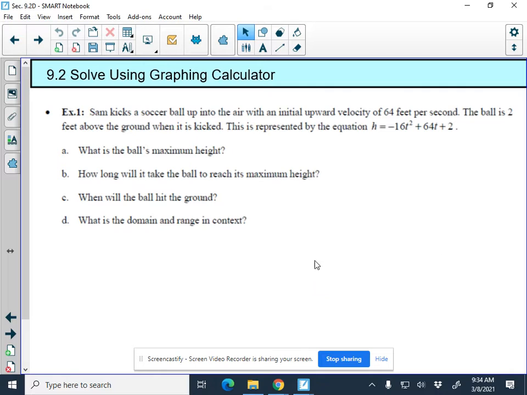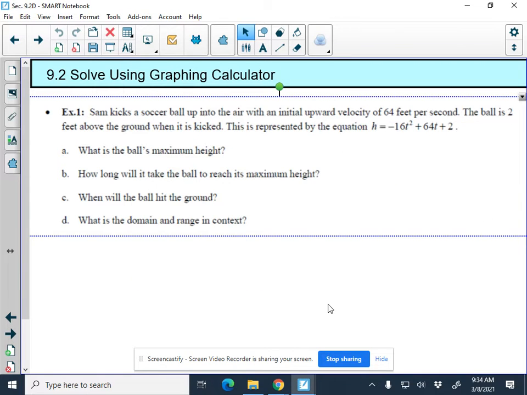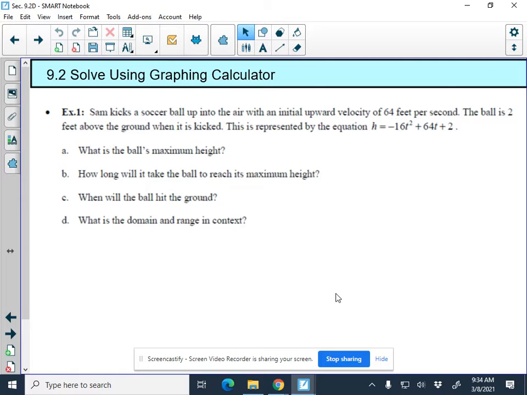Sam kicks a soccer ball up in the air with an initial velocity of 64 feet per second. The ball is 2 feet above the ground when it's kicked. This is the equation. What's nice is, in these problems, I'm going to give you the equations, just like you were in the other one, and then you're going to be asked some questions. So here, h equals negative 16t squared. T is the time in seconds that it's in the air. But t is the same as x, and h is going to be the same as y. So this is just y equals, but it's the height at a certain time.